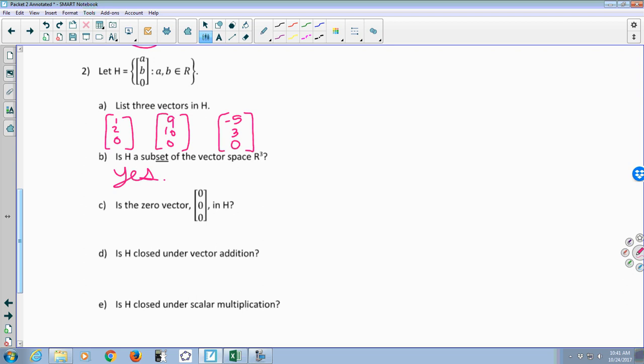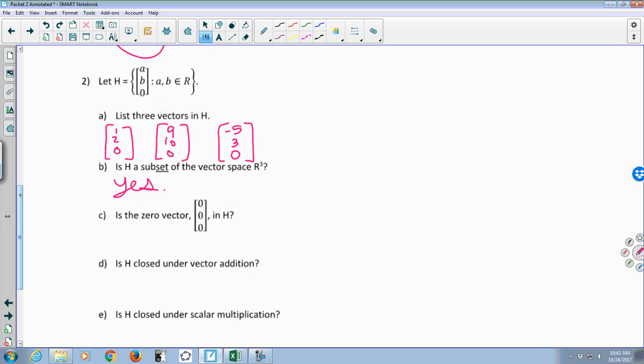Now, if it's a subspace, that means that it's a subset that is also a vector space. So there are 3 things we have to check to determine if it's a subspace. Is the 0 vector in it? Is it closed under vector addition? And is it closed under scalar multiplication? If it satisfies these 3 criteria, and it's a subset of a vector space, then it is also a subspace, which means it's a vector space itself.